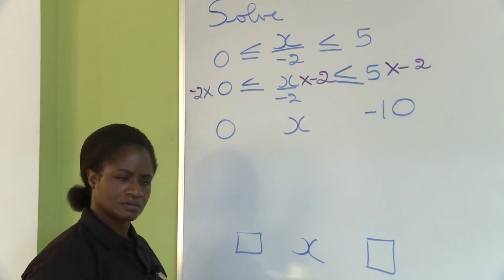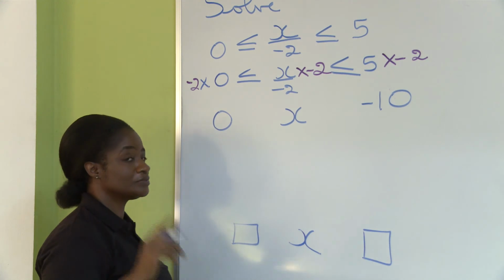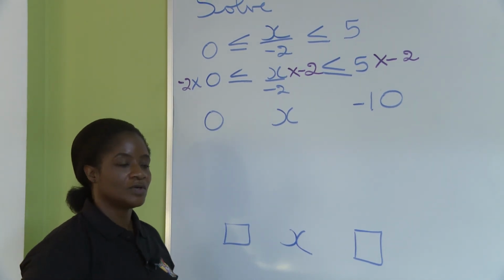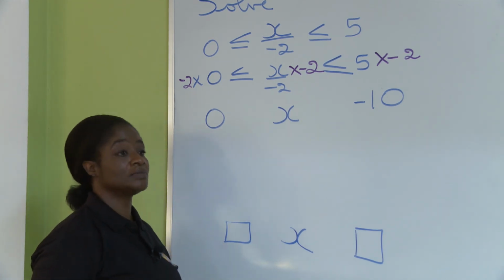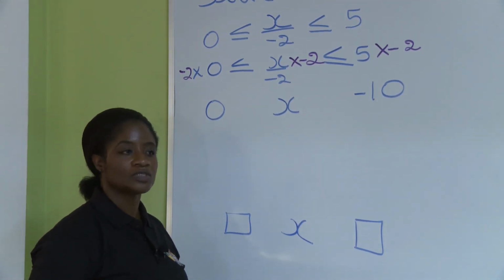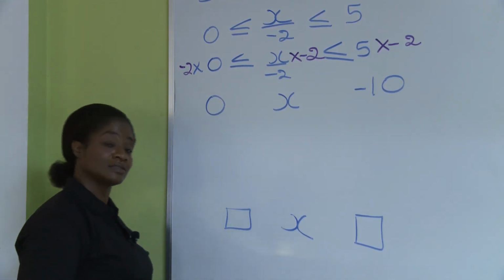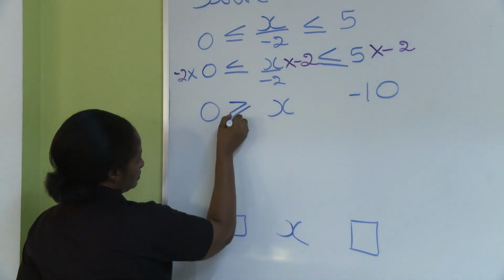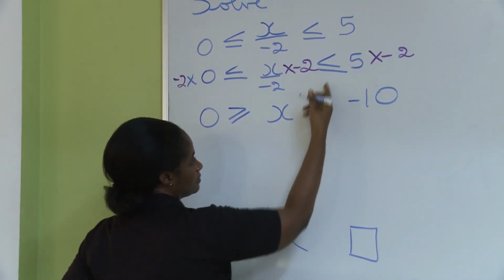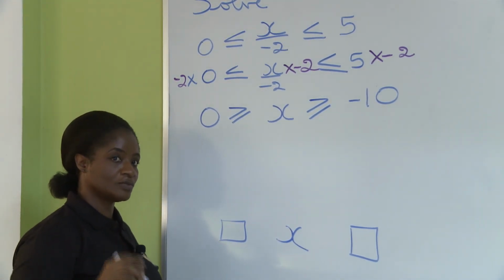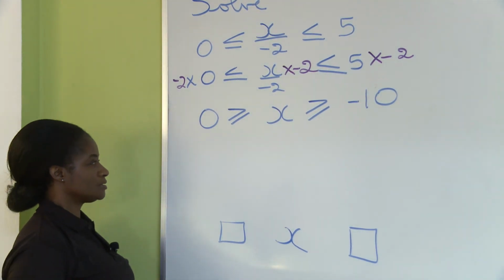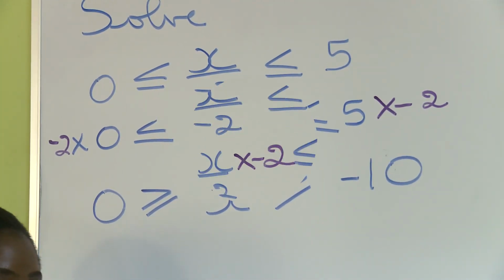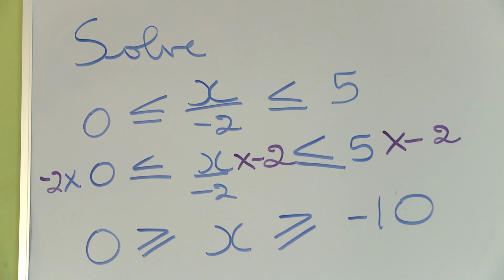You're wondering, Miss, where are your signs? Remember, if you are dividing by a negative number when solving an inequality, you flip the signs. Similarly, if you're multiplying by a negative number when solving an inequality, you also flip the signs. So, at this point, I'm going to insert my flipped signs. Now I'm correct, and I know that's what you had. So it reads, x lies between 0 and negative 10. That is, x is greater than negative 10, and x is less than 0.